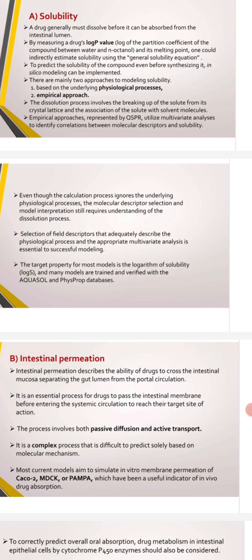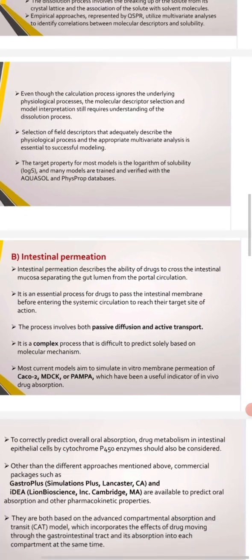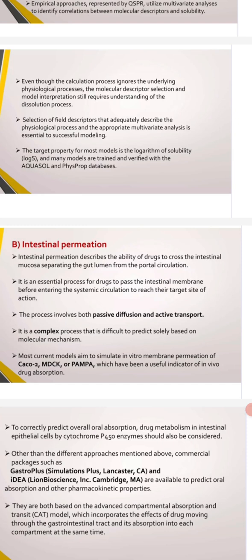The target property for most models is the logarithm of solubility, and many models are trained and verified with the AqSolDB and PHYSPROP databases. Next one, intestinal permeation. Intestinal permeation describes the ability of drugs to cross the intestinal mucosa, separating the gut lumen from the portal circulation.